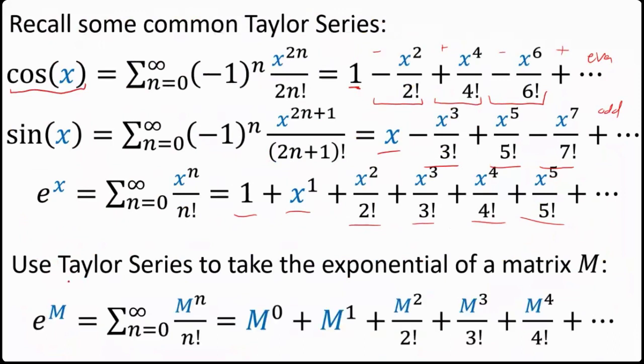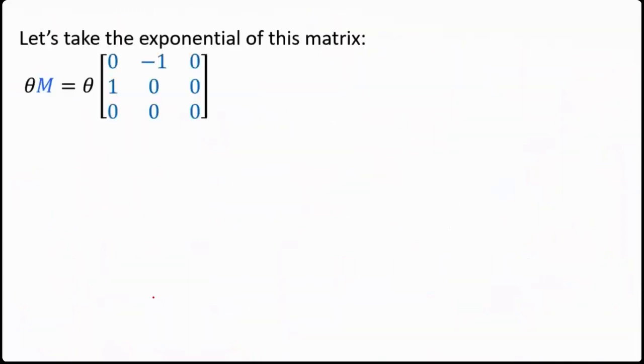Now, if you have a matrix M, you can take its exponential just by using this formula. You basically just put in a matrix instead. We have the matrix to the power 0, which is the identity matrix, then the matrix to the 1, the matrix squared over 2 factorial, and so on and so forth. So e to the matrix might look weird, but we can define it using this infinite Taylor series.